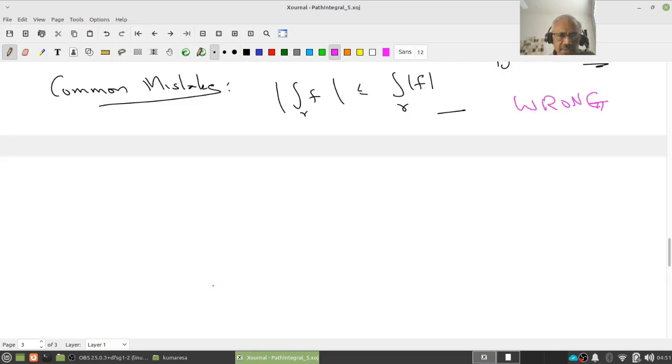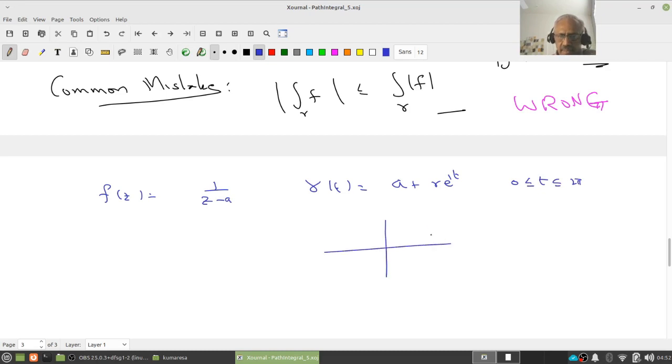Why is this wrong? Let us look at a very simple example, right? We had already seen that. Suppose I take f of z equal to 1 by z minus a and gamma of t equal to a plus r e power i t, with 0 less than or equal to t less than or equal to 2 pi. Right? Therefore, this is the picture. I have a and this is a.